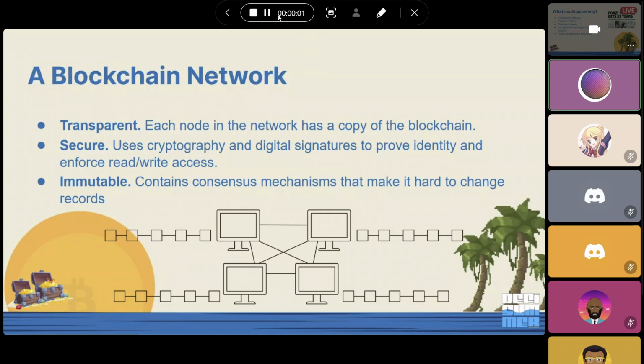Using digital signatures to prove identity through asymmetric encryption, which is just public-private keys, we're able to enforce read-write access. Also, using cryptographic hashes to compute these puzzles, we're able to securely append transactions to the blockchain. And it's immutable in that we use consensus mechanisms that make it hard to change records.